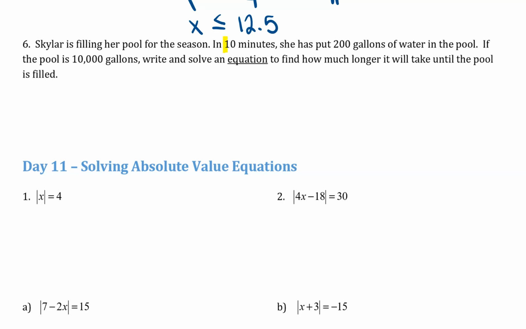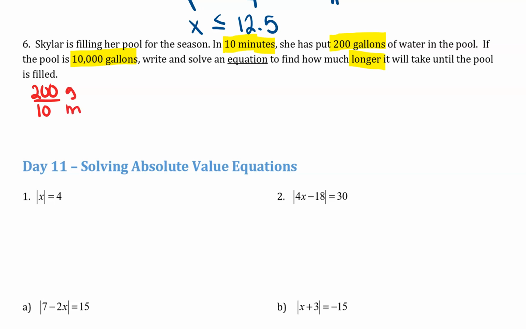The first thing is that in 10 minutes, she has put 200 gallons of water in. The pool is 10,000 gallons, and then we need to write an equation for how much longer it will take to be filled. The first thing, and I think this is the trickiest thing that we need to make sure we know how to do, that's different from previous problems, is we don't know, based on this information, how many gallons per minute are being filled, but they do give us that it's 200 gallons in 10 minutes.